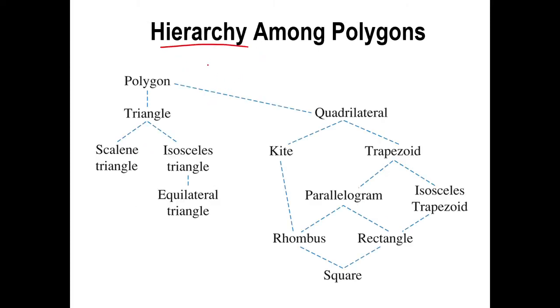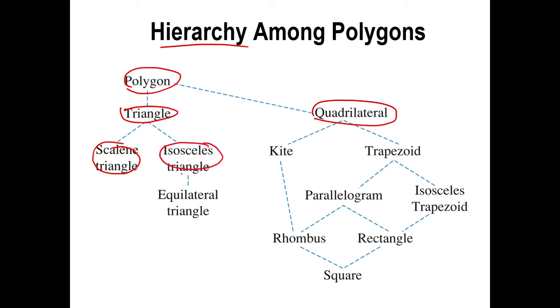Hierarchy among polygons. Polygons can break up into two categories. Remember, polygons are simple, closed curves that consist of line segments. Triangles are polygons with three sides, and quadrilaterals are polygons with four sides. Triangles can be broken into scalene, where all of the sides are different lengths, isosceles, where at least two sides are the same length, or equilateral, where all of the sides are the same length.